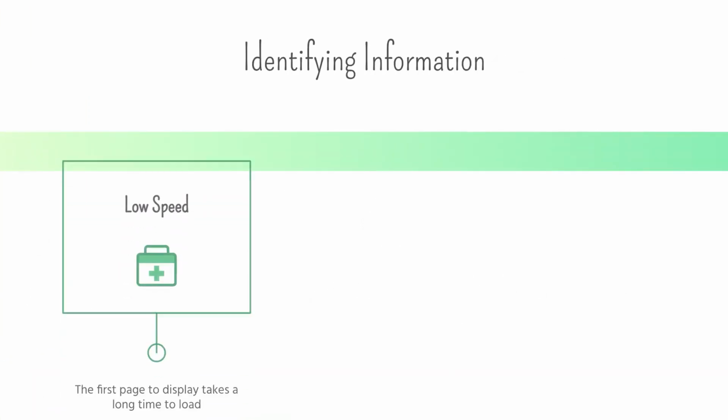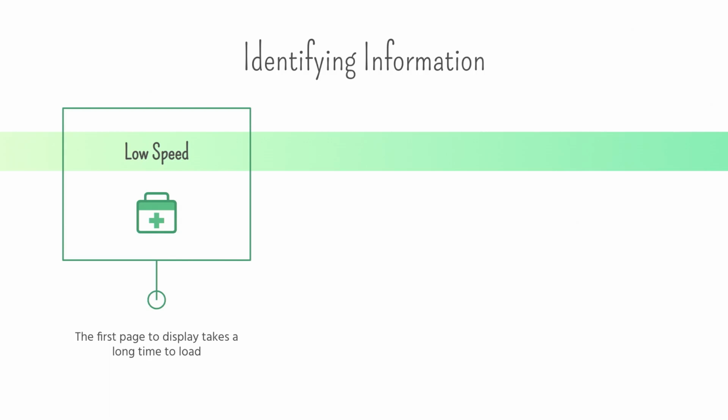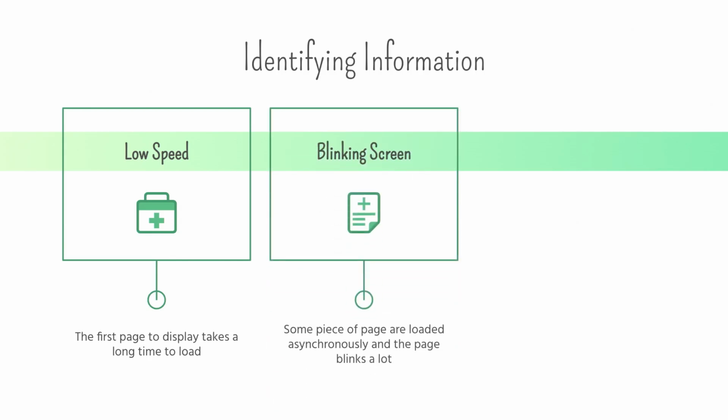Okay, so based on the user feedback, we can retrieve three important pieces of information here. The first one is low speed. So the first page to display takes too much time to load. The second one is the blinking screen. So some bits of the page are loaded asynchronously, and the page blinks a lot. So this results in the users losing their reading focus.